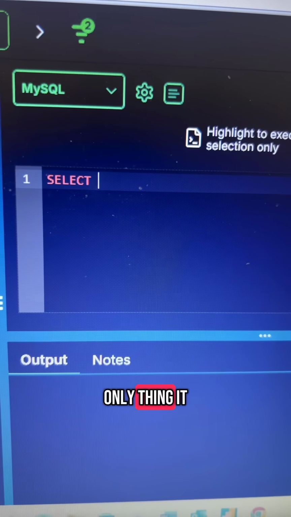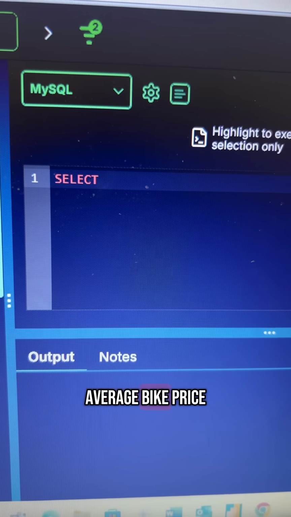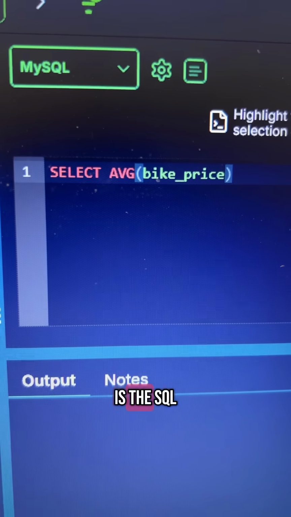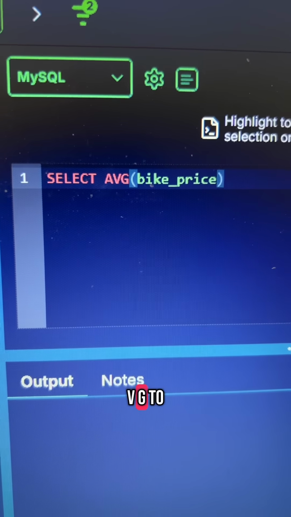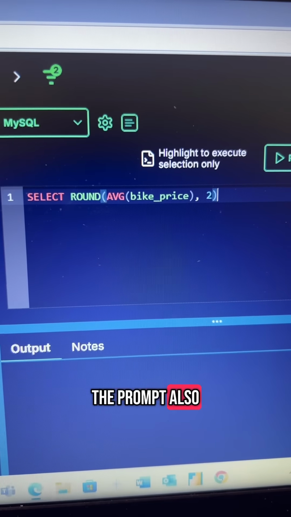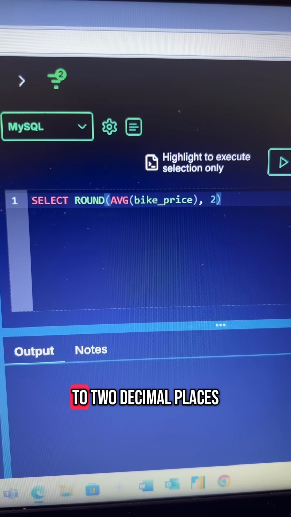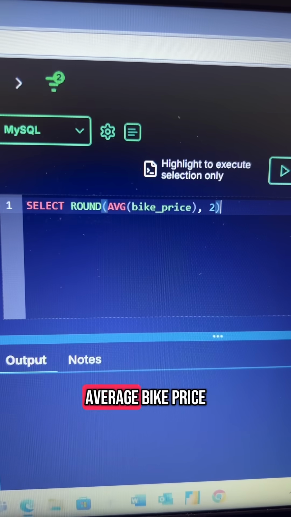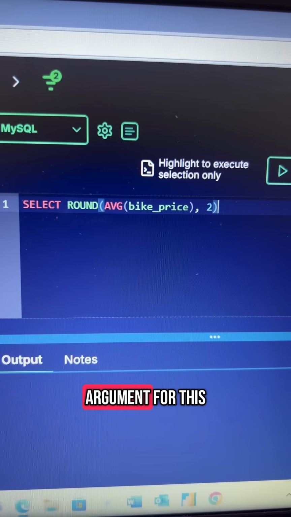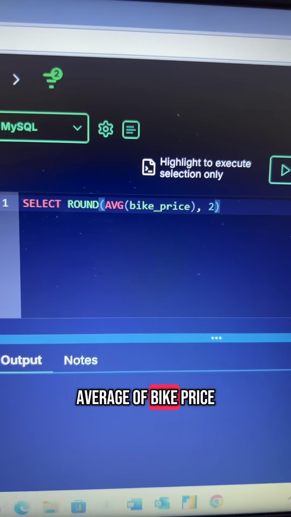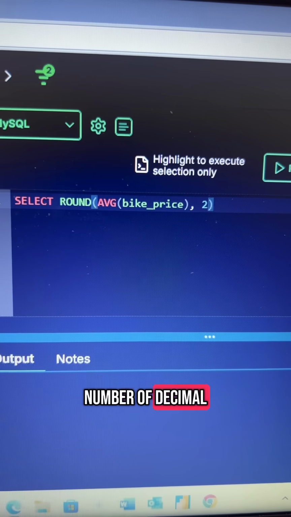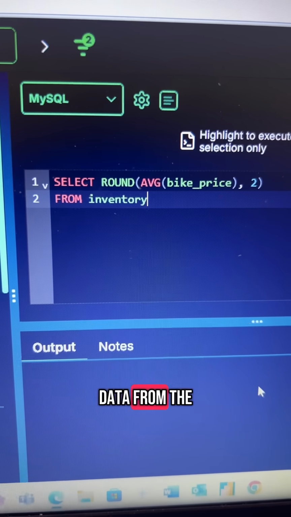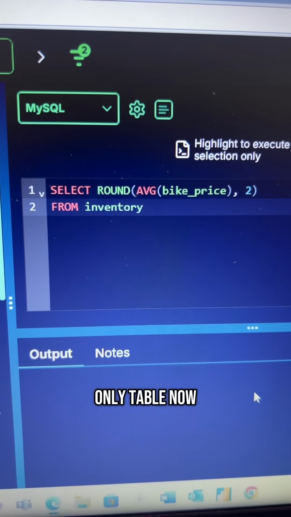Starting off, the only thing it wants us to return is the average bike price, so we will select the average of bike price. All we need is the SQL average command, AVG, to do this. The prompt also wanted us to round the answer to 2 decimal places, so we will put the ROUND function around the average bike price. The first argument for this function is the average of bike price, and the second is the number of decimal places we want, which is 2. We'll be pulling all of our data from the inventory table, which is our only table.